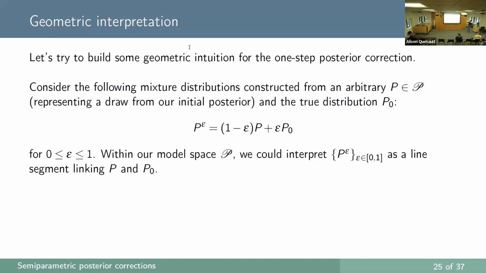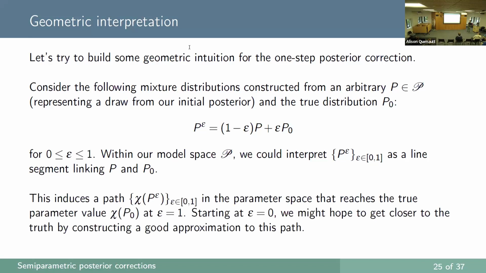Here, these are just mixture distributions. You flip a coin with probability epsilon of getting heads, then you choose P naught; with probability 1 minus epsilon, you choose P. So P epsilon is like convex combinations of P and P naught. Geometrically, it's getting a bit abstract, but you can think about it as a line inside your model or your parameter space.